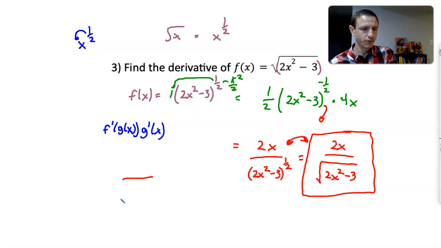Same thing if it was the cube root of 2x squared minus 3, or 4th root, or 5th root, anything. It would just be raised to that exponent. So this would be raised to the 1/3, chain rule, boom, game over.